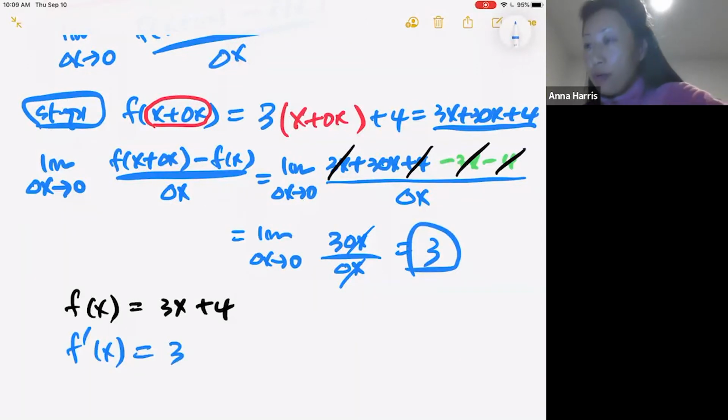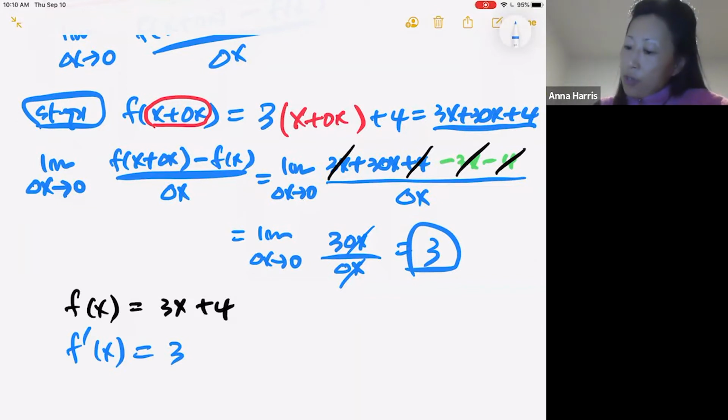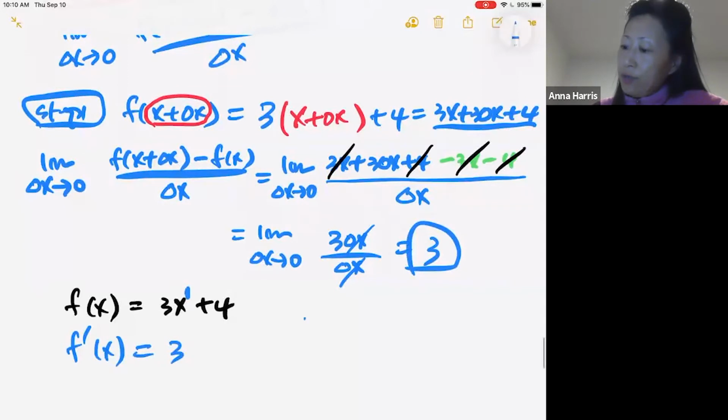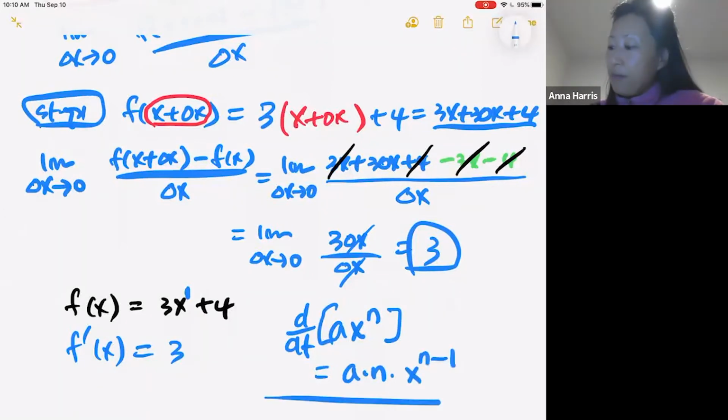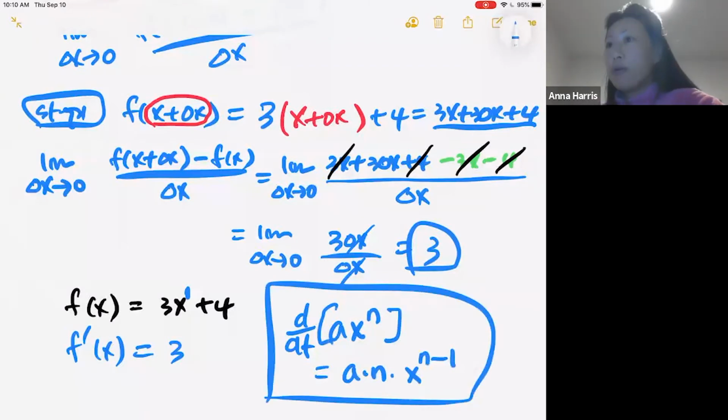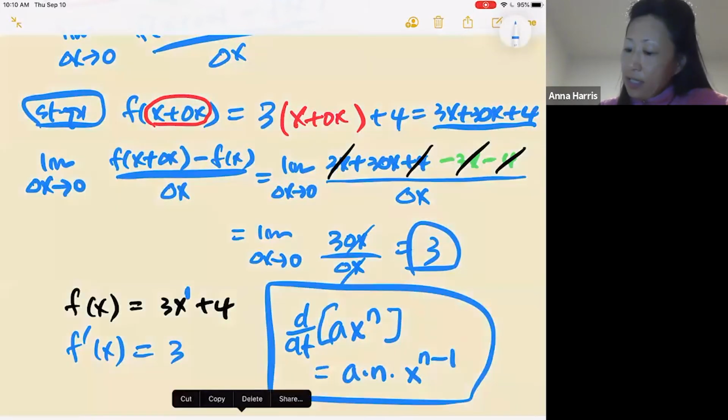So this is a formula. This is called the power rule. Power rule means you look at this. Okay, this is what you do. The derivative of a function, I will call it a x to the n, is equal to a times n times x to the n minus 1 power. That is the power rule. That's the definition of the power rule.